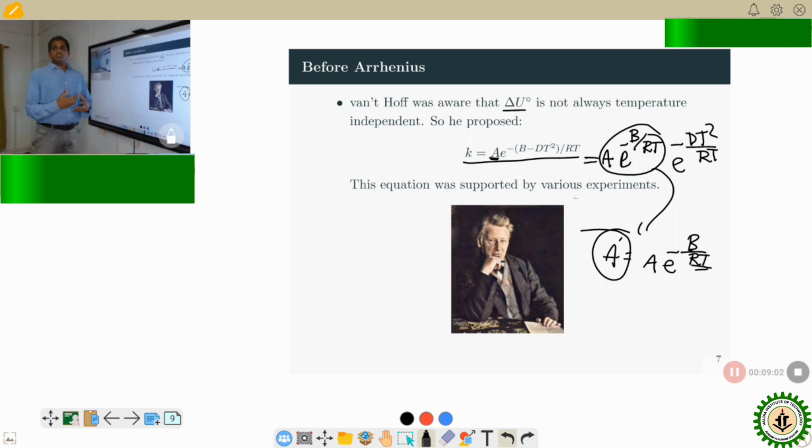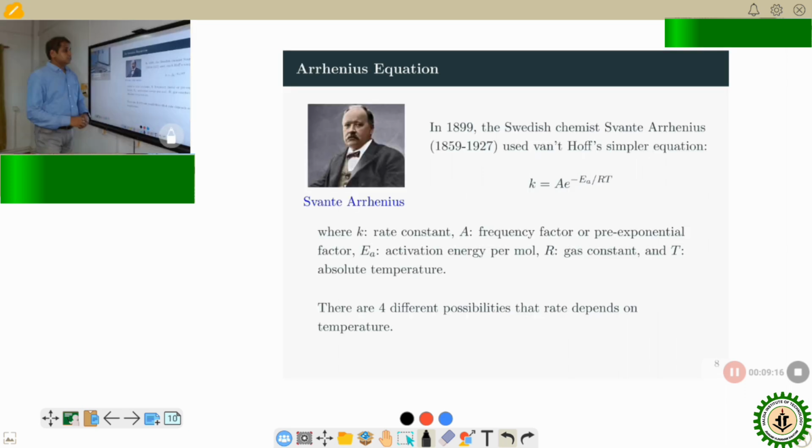So it was an extension of his previous proposal, and this equation was later supported by various experiments. After Van't Hoff, Arrhenius did more experiments on reaction kinetics, and he took a very simplified version of Van't Hoff's equation, which is represented in this form, which is nowadays known as the Arrhenius equation.